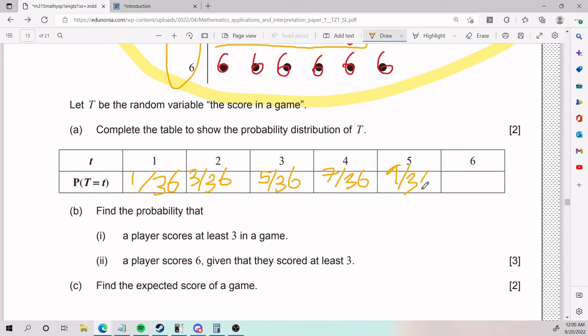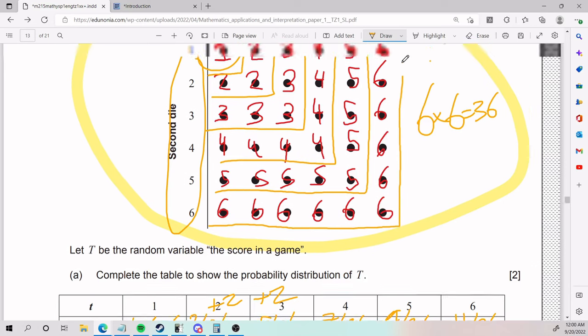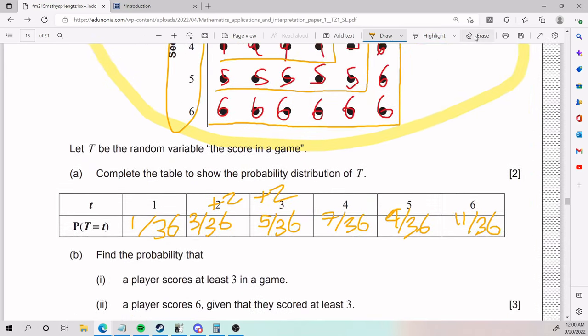9 out of 36. Another pattern, I'm adding by 2 each time. Look at that, 11 out of 36. If you want to double check, you can also count. That's what I'm doing now. 10, 11. All right, cool beans. See, double. So that is part A.